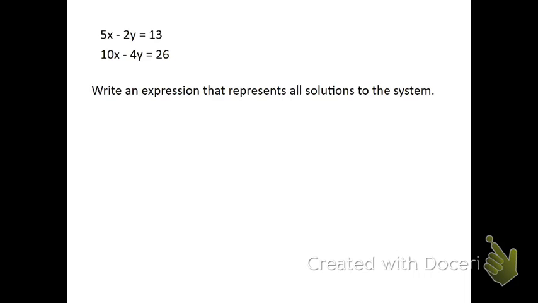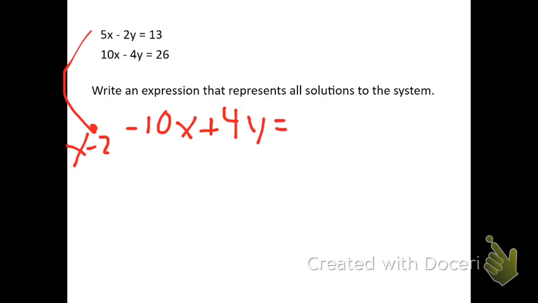Well, when you go to solve it by elimination, let's say we take this top equation and multiply everything by -2 to eliminate our x variables. So we get negative 10x plus 4y equals negative 26. And then take this bottom equation and just rewrite it.